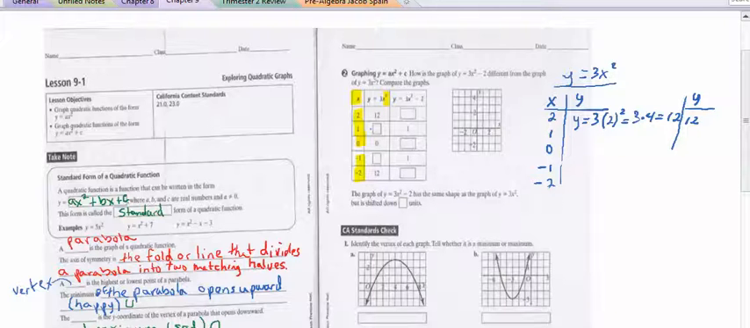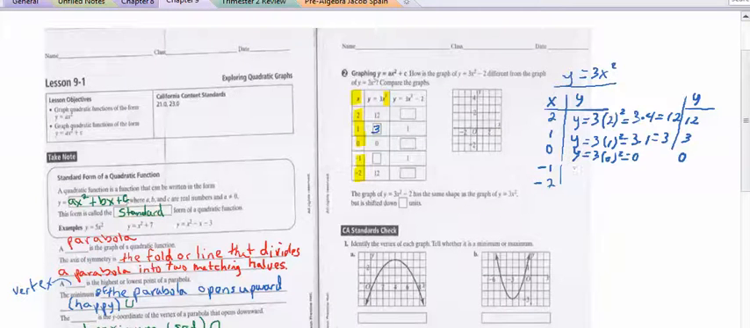Then we're going to do the same thing with the next one. With 1, we go y equals 3 times 1 squared, which is 3 times 1, which is 3. So our y is equal to 3. And then the next one, they did 0, and I'm just going to go ahead and do it. They already gave us the answer there, right? 0 times 0 is 0. 3 times 0 is 0. So our y is 0. That's how they got that 0.